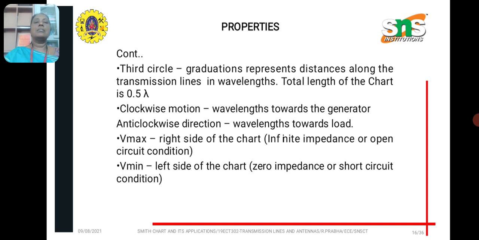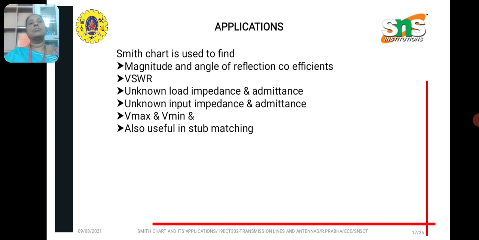And Vmax is represented at the right side of the chart, which is the infinite impedance or open circuit condition, and Vmin is at the left side of the chart, which is the zero impedance or short circuit condition. And the applications: they are used to find the magnitude and angle of reflection coefficients, and to find out voltage standing wave ratio we can use the Smith chart.